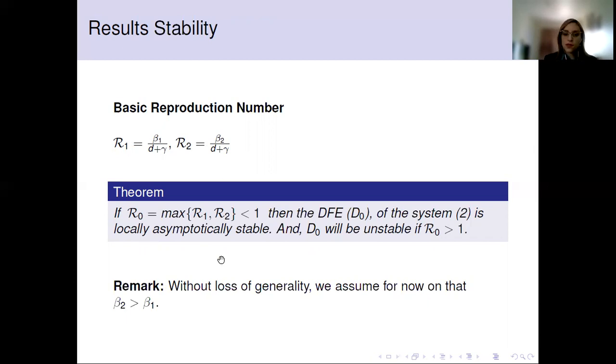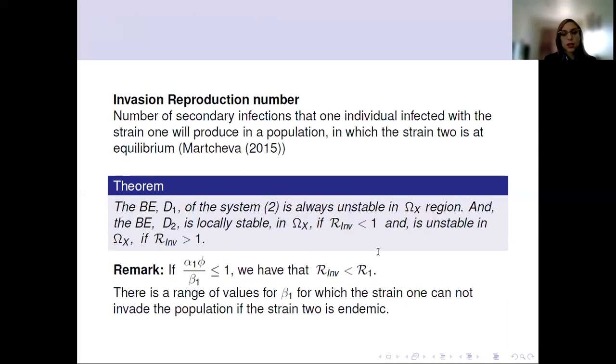this equilibrium. So when the basic reproduction number is less than 1, then this disease-free equilibrium, when we don't have disease, is stable, and is unstable if it's greater than 1.